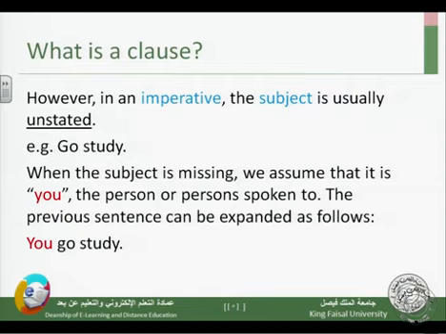So instead of go study, you can say you go study. Okay, so this is the subject. You is the subject, but normally we don't say that. We just say go study, stand up, sit down. We don't mention the subject in the imperative.